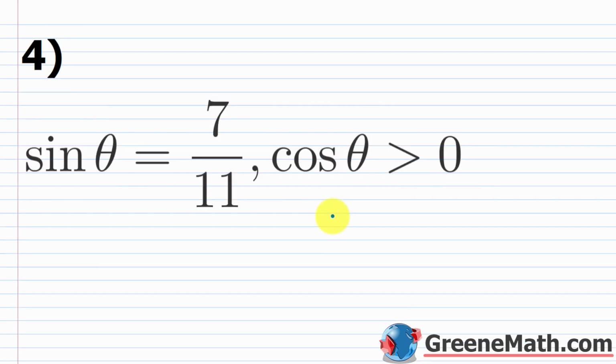Okay, let's take a look at problem 4. So here we have our sine of theta is equal to 7/11, and our cosine of theta is greater than 0, or positive. So for sine to be positive and cosine to be positive, you have to be in quadrant 1, right? Sine is positive in quadrants 1 and 2. Cosine is positive in quadrants 1 and 4. So the overlap is going to be in quadrant 1. So let's come down here and say that theta is in quadrant 1.